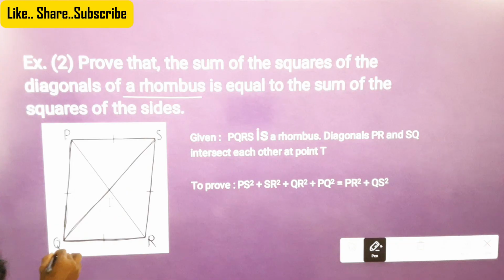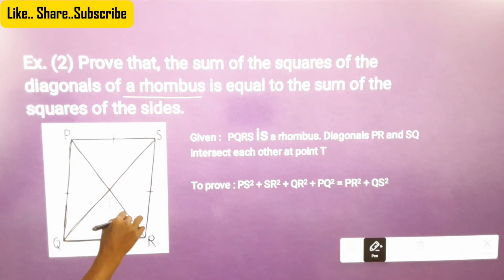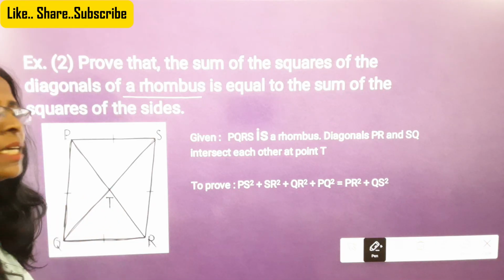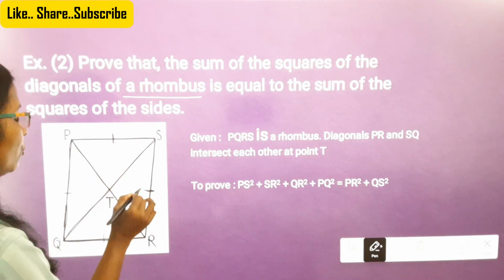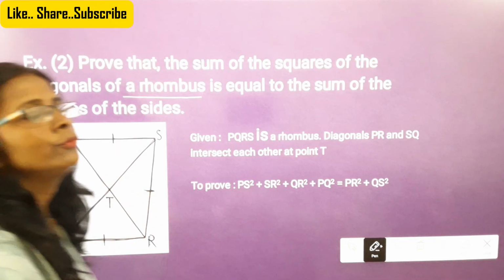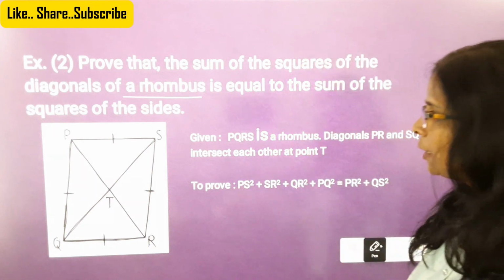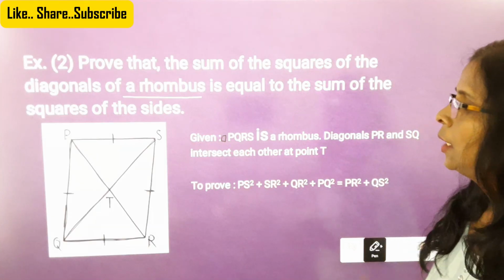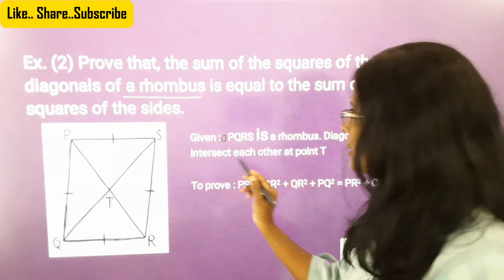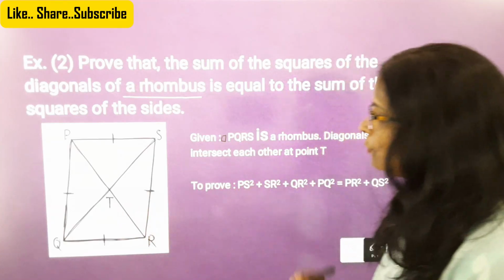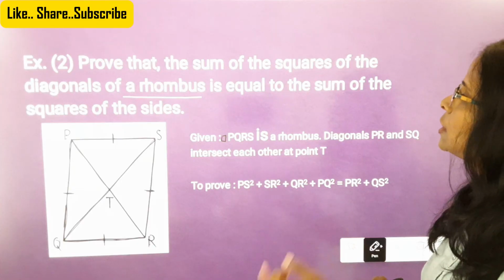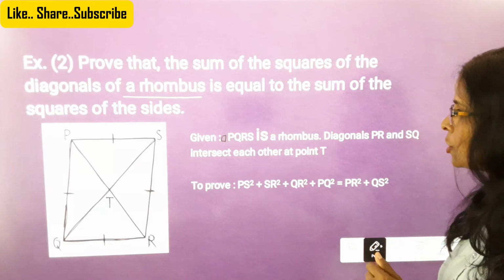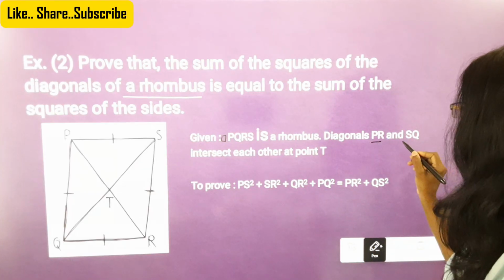We draw the diagonals, that is QS and PR, and they intersect at the point T. And in the rhombus, all the sides are congruent. So here we mark the sides. Now here given, we write the given quadrilateral PQRS is a rhombus. Diagonals PR and SQ intersect each other at point T, and we have to prove that the sum of the squares of the diagonals PR and SQ.